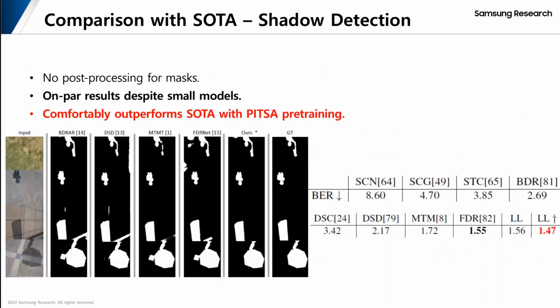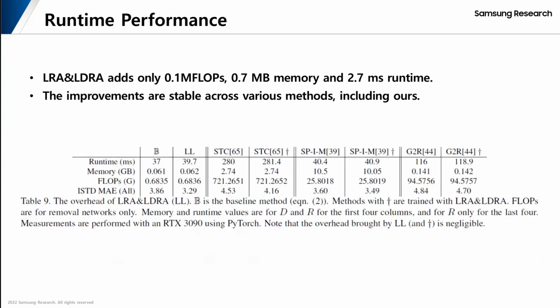We now focus on shadow detection. Although we do not use any post-processing steps on the predicted masks, we achieve on-par results with the state-of-the-art. With PIZZA pre-training, we comfortably outperform all other methods.